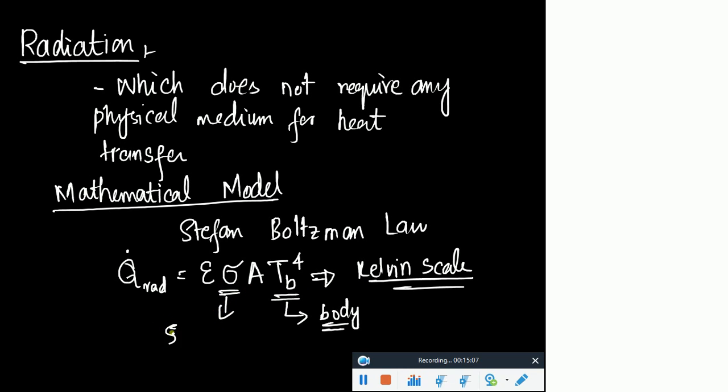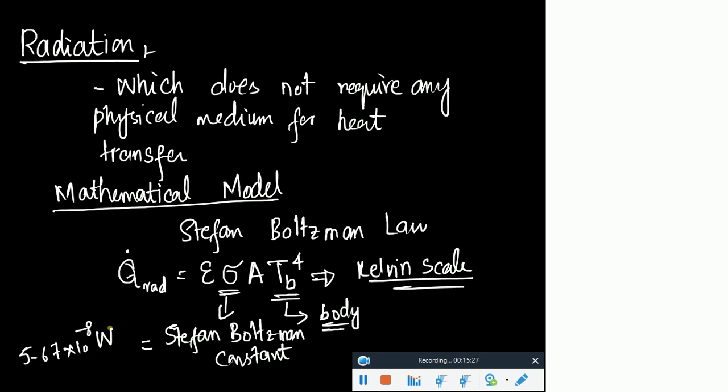This sigma is known as the Stefan Boltzmann constant, and its value is 5.67 times 10 raised to the power minus 8 watt per meter square Kelvin raised to the power 4. I hope you can understand how you come up with this. Watt per meter square, then Kelvin raised to the power 4, because this is Kelvin raised to the power 4.